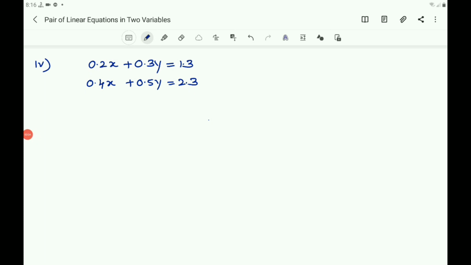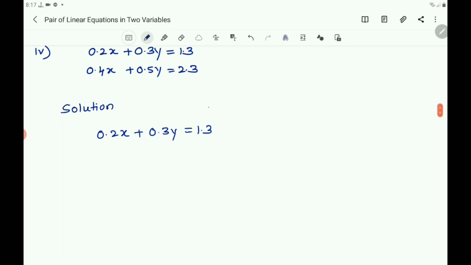Now the fourth question. The equations are 0.2x plus 0.3y equals 1.3, and the second equation is 0.4x plus 0.5y equals 2.3. Now you write the solution.